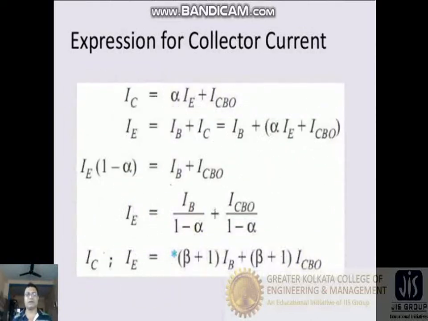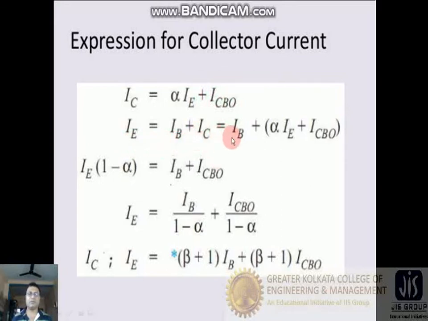Expression for collector current. So we have to find out the collector current. The collector current IC equals alpha IE plus ICB, which is the reverse collector current flowing from the collector to base, as the collector base junction is in reverse bias. So there is a leakage current flowing between the collector and base, which is mathematically represented as ICBO. It is the reverse leakage current of the collector junction. And IE equals IB plus IC.